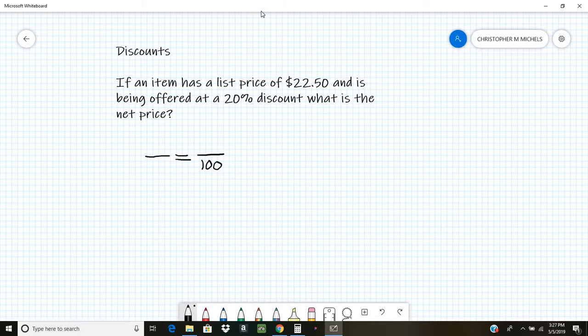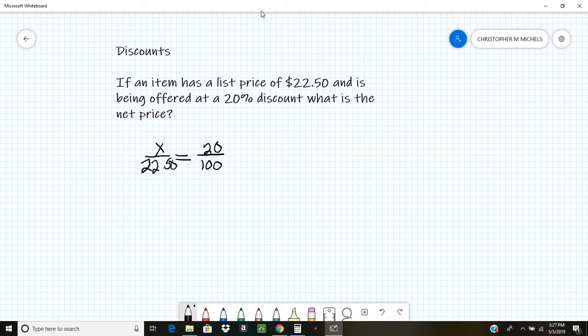So we have 100%. The list price, the original price, is this. Remember, with all these problems, the original price always goes across from 100. Any percent change is always based off the original price, not what it becomes, but where it started. So the 20% I put up here, and X is over here.